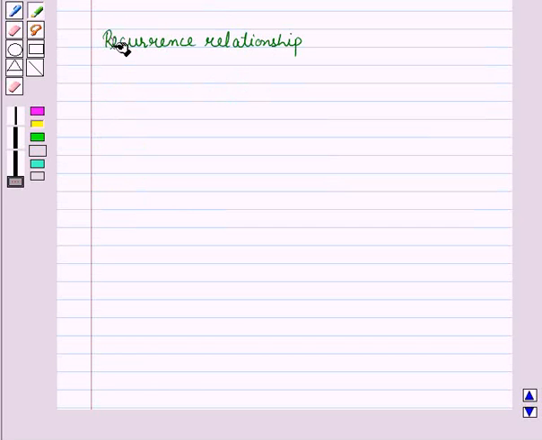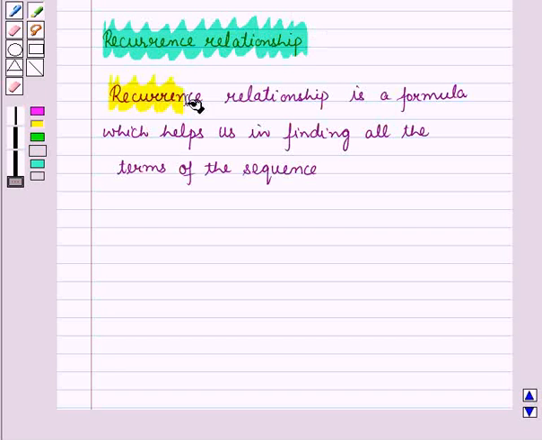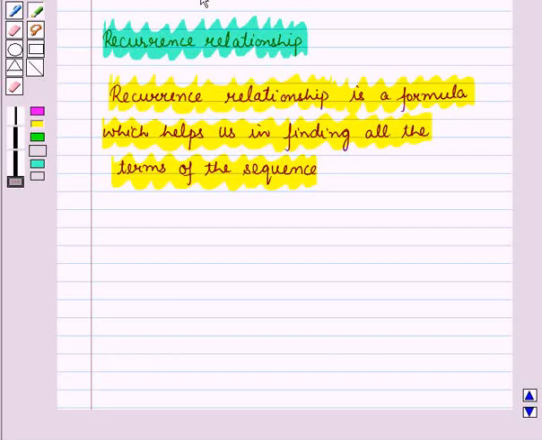Now let us see what is recurrence relationship. Now recurrence relationship is a formula which helps us in finding all the terms of the sequence, if we know some terms or facts about the sequence. Now in this session we will discuss recurrence relationships for arithmetic sequence and Fibonacci sequence. Now let us see what is a Fibonacci sequence.